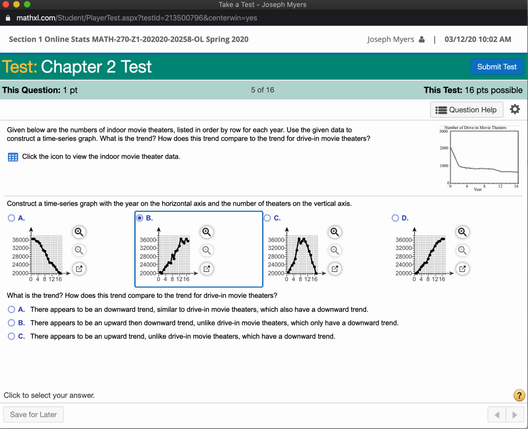What is the trend? Well, the trend is upward. But this is the drive-in movie theaters, which have a downward trend. So there appears to be an upward trend, which is unlike the drive-in movie theaters, which have a downward trend.